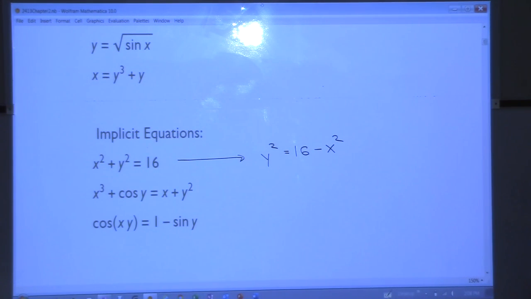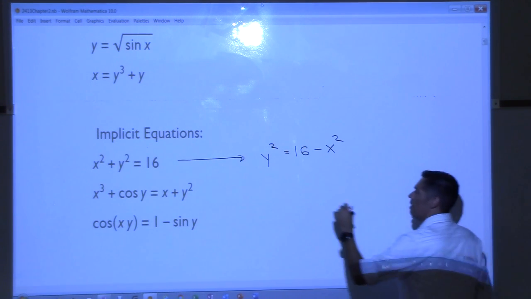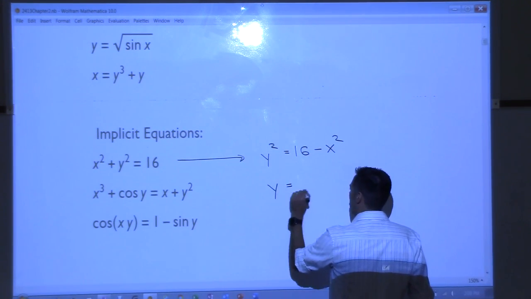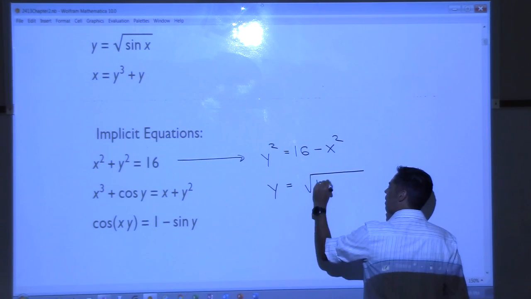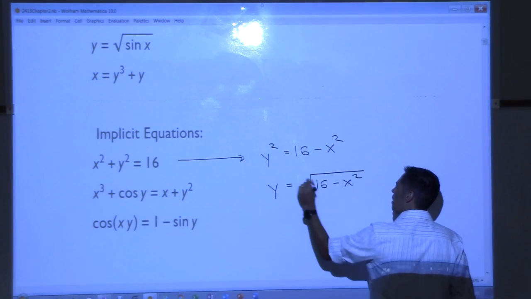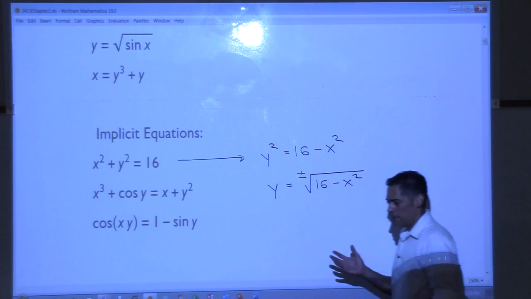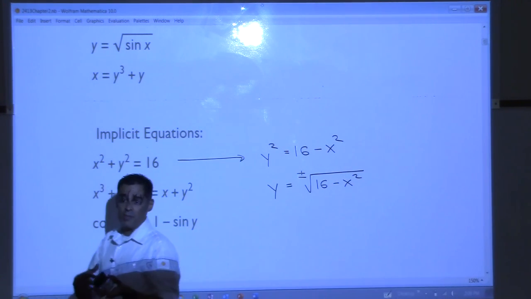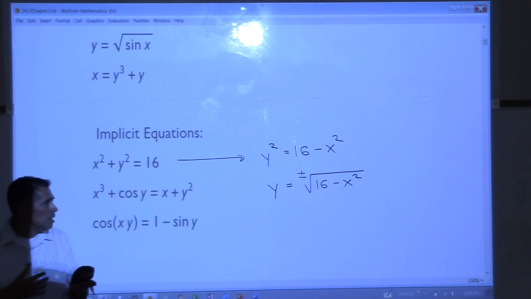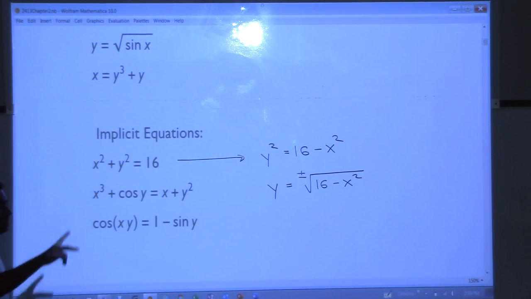Now, what would it require to get y by itself? Not y squared. You take the square root. And we all know that anytime we take the square root, you have to do plus or minus, right? We do that because when you square something, you're always going to get a positive answer, but it could have started out negative or positive, so we have to account for both scenarios.